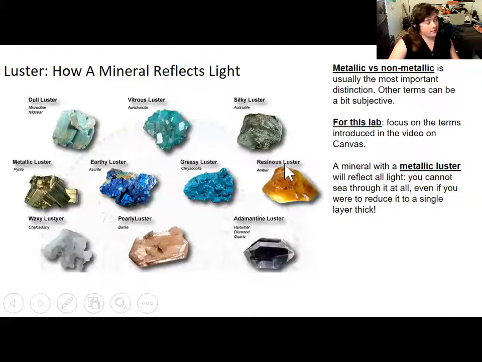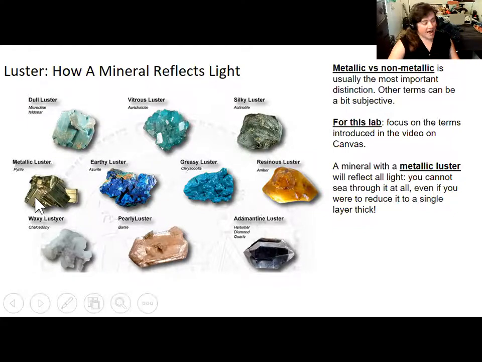So the luster is a property that I find quite subjective, and I find that different books and different methods describe it differently. But in short, the luster is how a mineral reflects light. And the most important distinction is usually going to be between minerals that have a metallic luster, like this pyrite or fool's gold, and those with a non-metallic luster. And if a mineral has a non-metallic luster, that means that at least some light could possibly pass through, especially if you were to grind the mineral down to a single layer, like a single sheet.